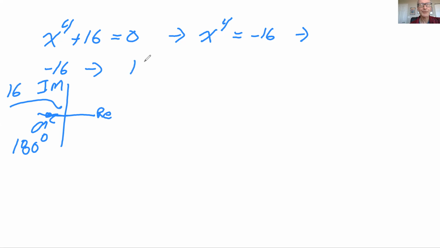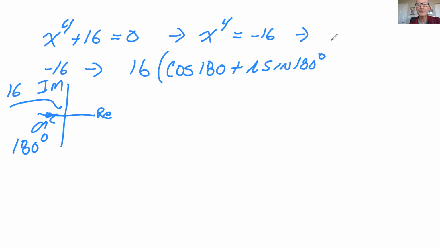So this representation is 16 cosine of 180. You could put pi in if you want. I'm going to use degrees. I find that when we do the calculation, it's just a little bit easier. But you could do radians if you like as well. And so that would be plus bi sine of 180 degrees.